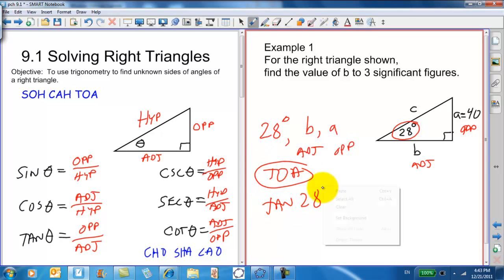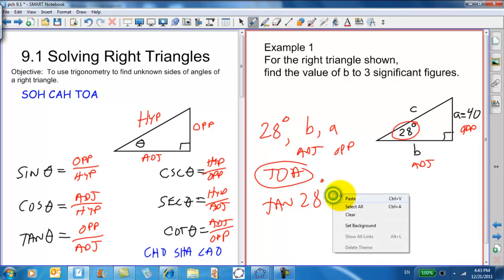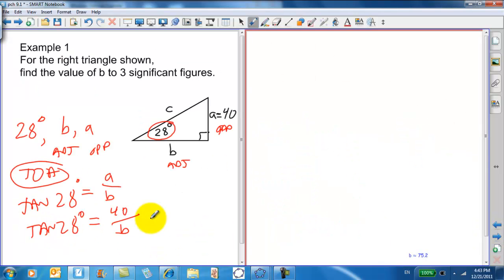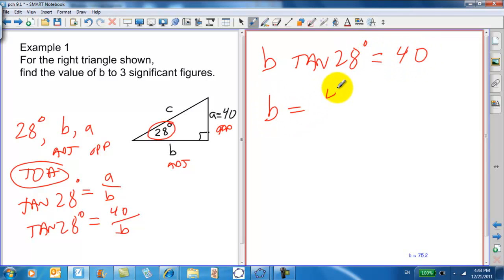The tangent of 28 degrees is the opposite side A over the adjacent side B, and so the tangent of 28 degrees equals 40 over B. And this is where a lot of students get messed up, just solving this little equation. You don't divide both sides by 40. You multiply both sides by B. B times the tangent of 28 degrees equals 40. And so B equals 40 divided by the tangent of 28 degrees. And there's a calculator problem.